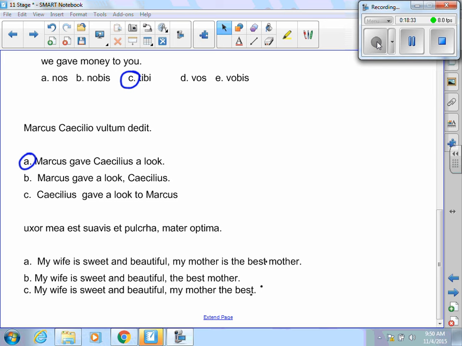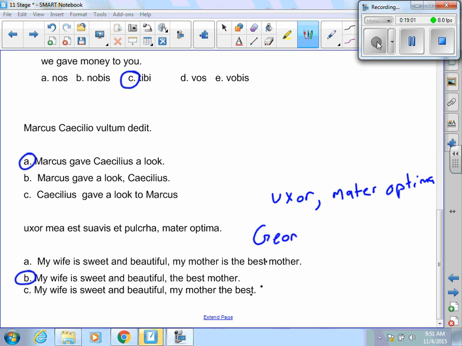This is what we call apposition in English. An apposition is whenever I get a word that describes someone further. This is uxor, comma, mater optima. My wife, the best mother. So in English, this would be George Washington, comma, the first president. It's just a little bit more description of the person that we're talking about.